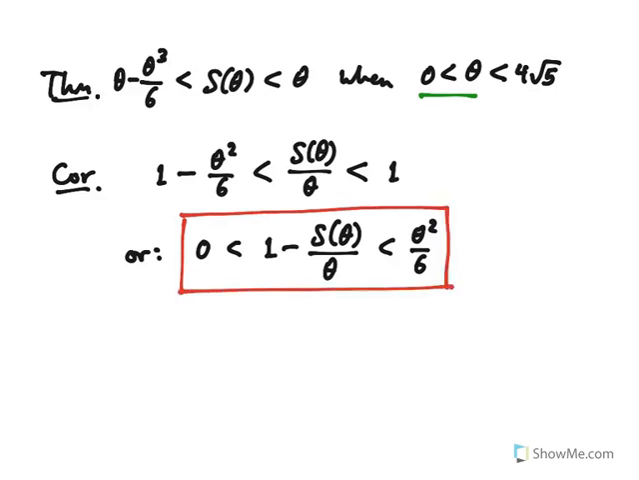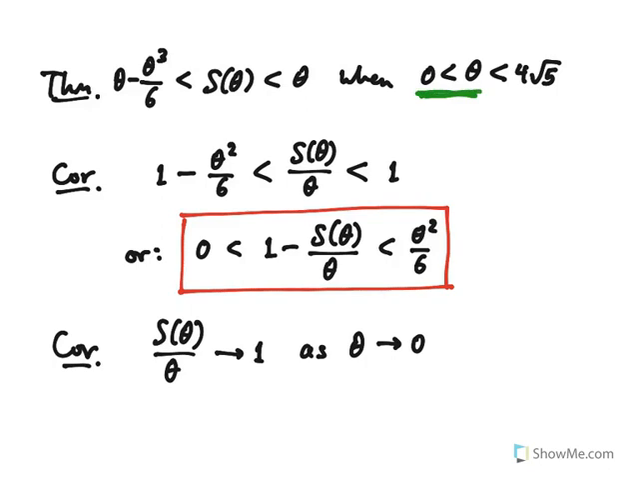that, as a second corollary, S of theta over theta approaches 1 as theta approaches 0. Because you see that if I let theta go to 0, and at the moment we're just talking about theta going to 0 through positive values, because I'm restricting theta to be positive in this original theorem. So let's assume theta is some small positive number that's moving towards 0.